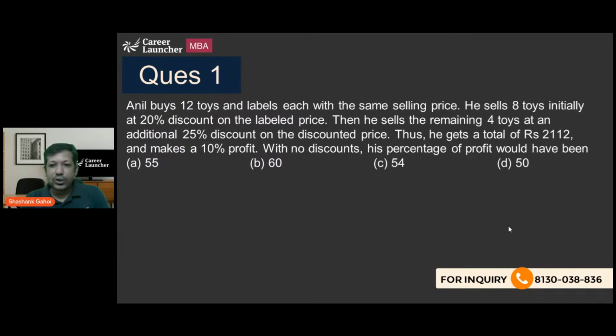It says that Anil buys 12 toys and labels each one with the same selling price. He sells 8 toys initially at a discount of 20%. Then he sells the remaining at an additional discount of 25% on the discounted price. Thus, he gets a total of 2112 and makes a profit of 10%. If he had given no discount, what would his overall profit have been?